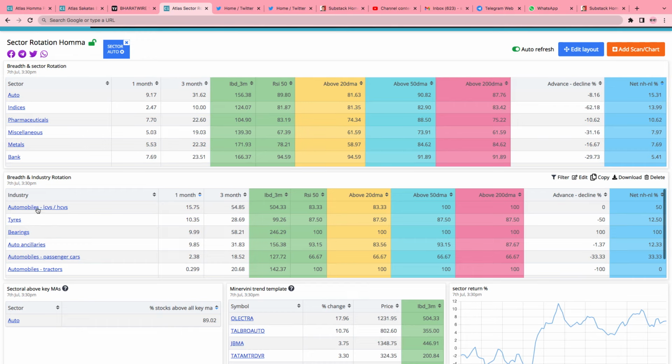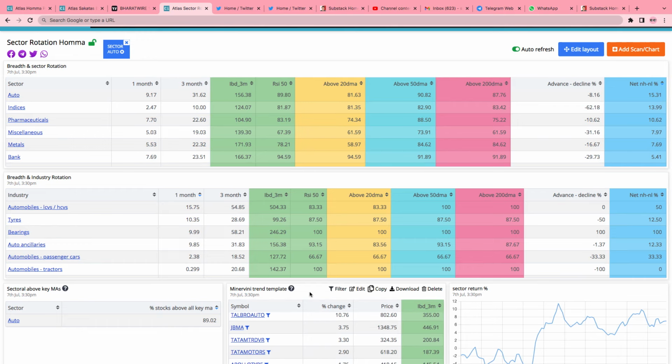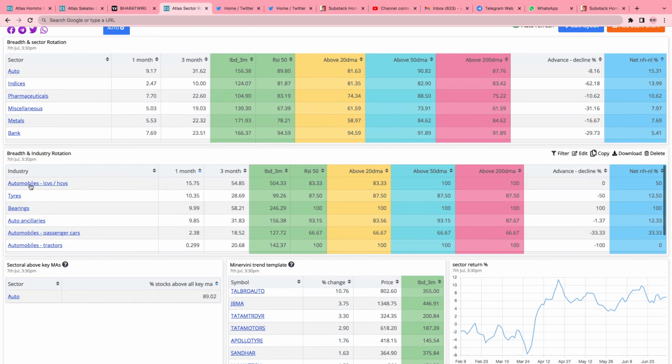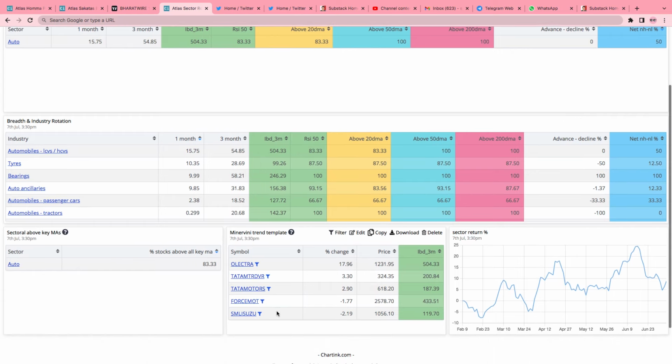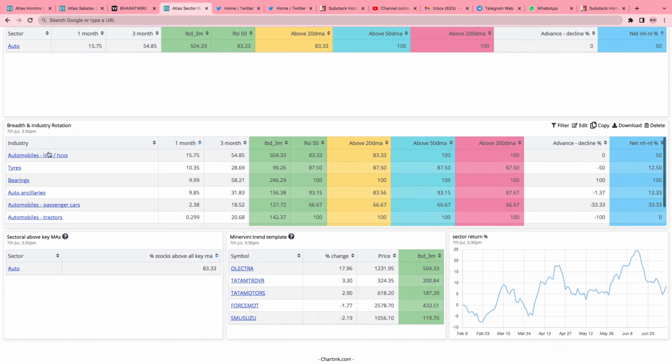So if you don't even want all of the auto names, but you just want to see automobiles, you know that in auto also, automobiles, ICVs and HCVs are the better performing. In the 1 month time frame, you will have Olectra, Tata Motors, Force Motors, SML Suzuki, whatever it is. So amazing, right?